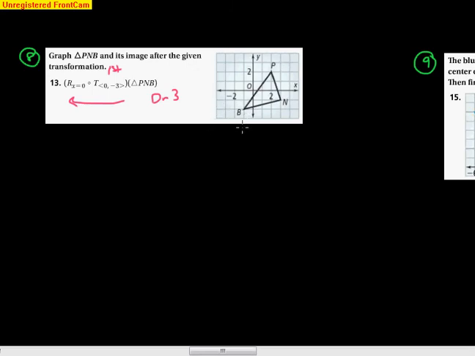So B, 1, 2, 3. Well, that doesn't make sense, right? Why didn't they give me enough graph? Okay, so we're down here. That's B prime. N, 1, 2, 3. There's N prime. P, 1, 2, 3. There's P prime. And there's the second figure. That's the intermediate figure. Okay?